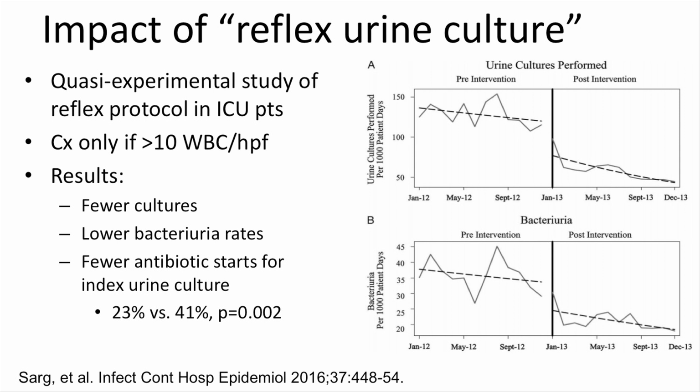They just started culturing urine only if there were greater than 10 white cells per high power field. They obviously excluded some patient populations, like neutropenic patients or patients prior to urologic procedure. But they found, as you can see on the left there, pre-intervention to post-intervention, significant decline in the number of urine cultures performed per patient days, lower bacteriuria rates, and fewer antibiotic starts for an index positive urine culture. Other centers have shown even more dramatic results in terms of decreasing urine culture ordering and decreasing antibiotic use for what is probably asymptomatic bacteriuria.